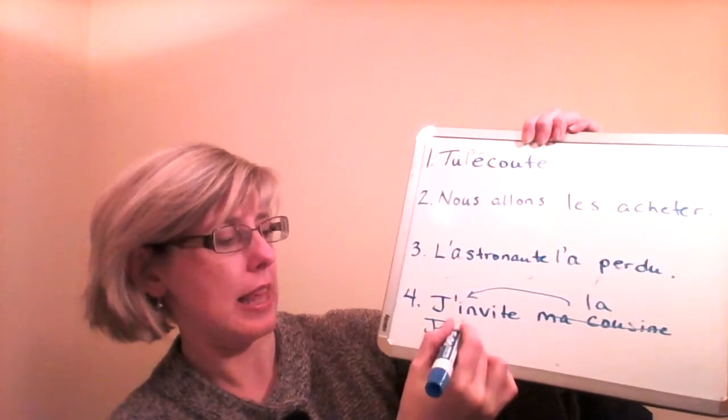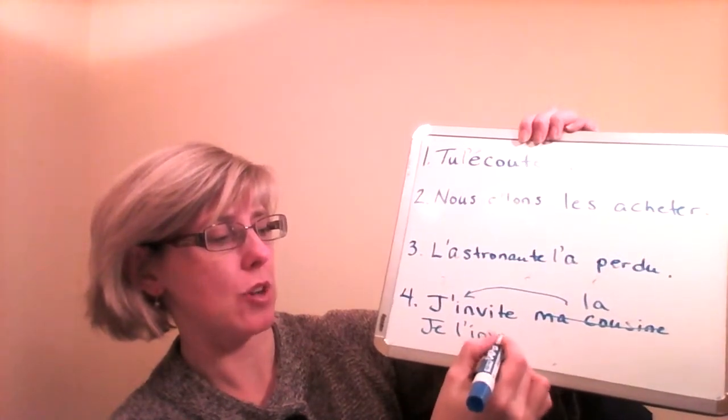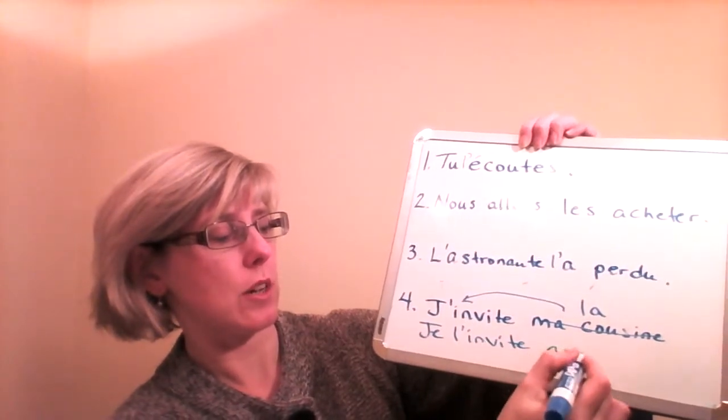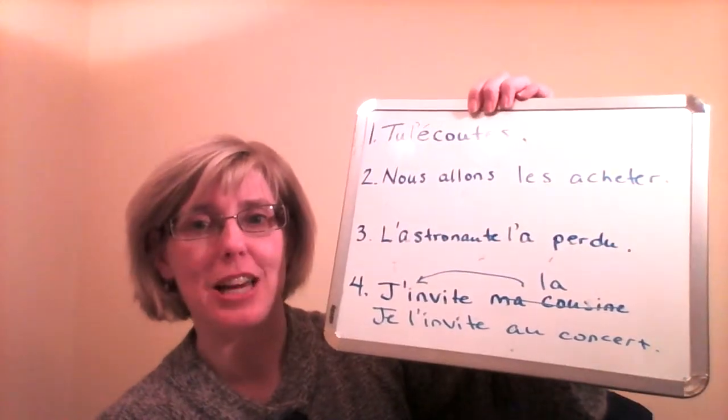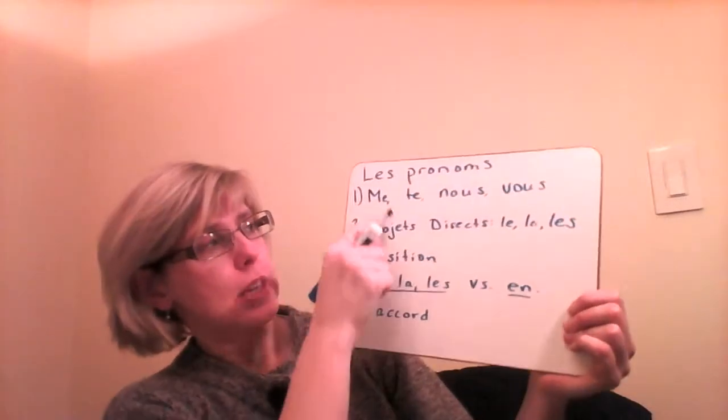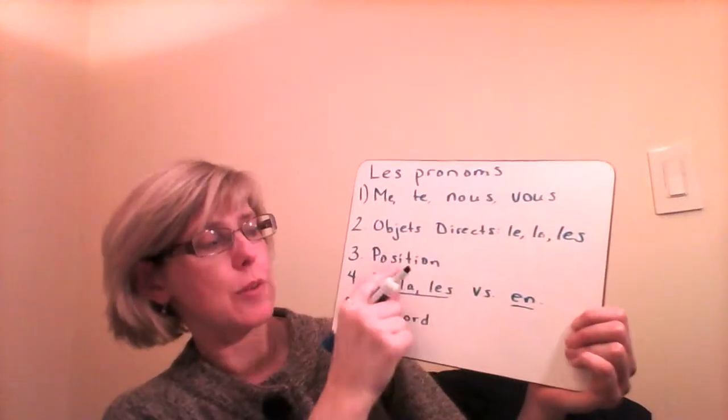Je l'invite. Notice it becomes an L apostrophe. Au concert. Okay, just some basic direct object pronouns. All right, now let's go to our list. So we can use me, nous, vous, le, la, les. We know where they go.